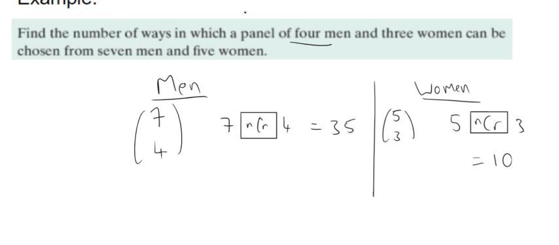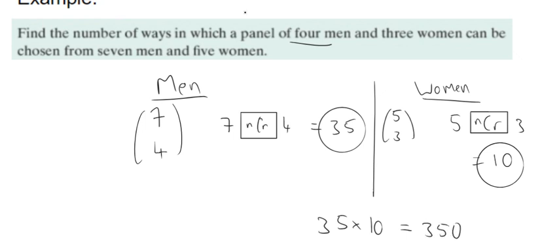For this one, all of those 35 ways for men could match up with any of those 10 ways for women. So we have to do 35 multiplied by 10 in the end, and that gives the total combinations for both of them together. That would be 350. We've got 35 different ways of choosing those 4 men, and 10 different ways of choosing the women. When you put each one with each one, we have to multiply them. So 350 ways altogether.